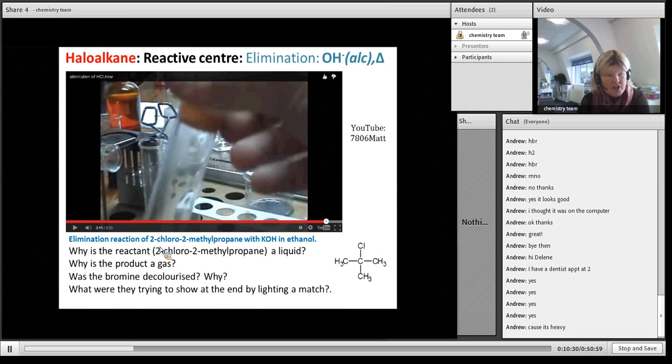We're changing it into an alkene. So we've lost the heavy chlorine. So can you see we've got an alkene? It's pretty much non-polar. It's considered to be non-polar. Can you see why that is a gas? So always think of your physical properties when you're doing these reactions. Now, the bromine was decolorized. Why did that brown color disappear?